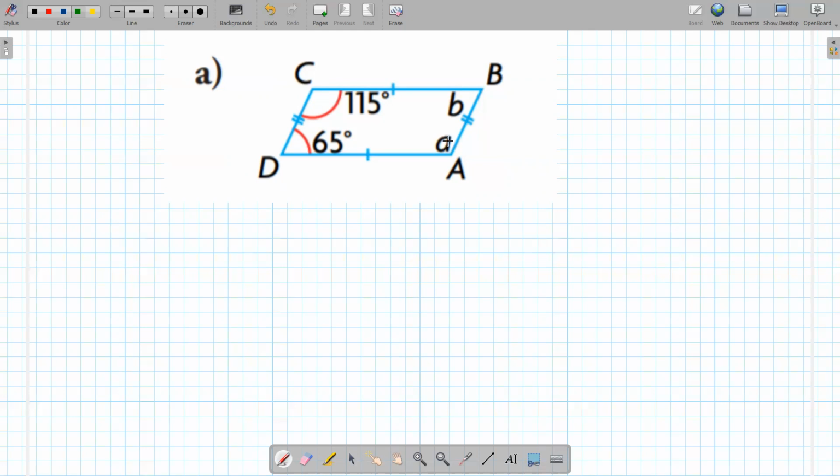So if this is A, what's B going to be? It's a one-step answer. B is 65 and A is 115, yeah? So the diagonal angles are equal in a parallelogram.